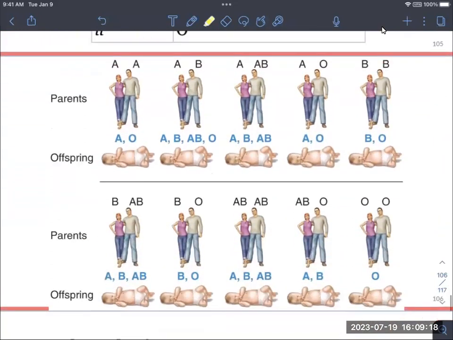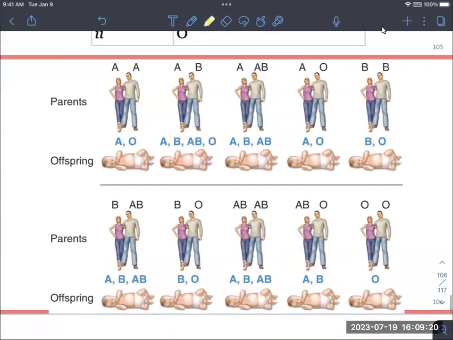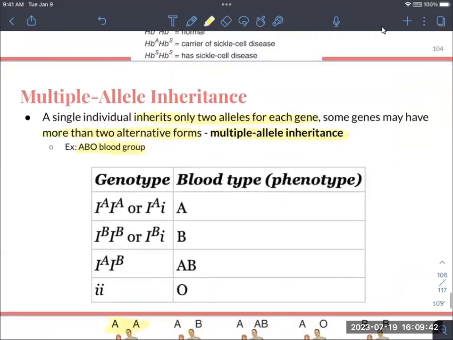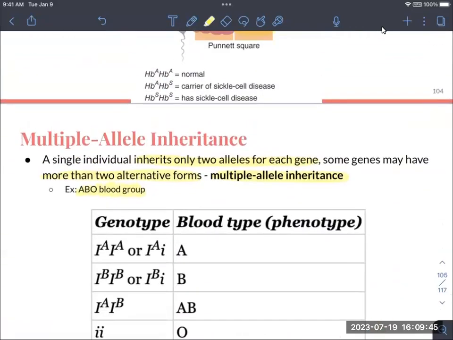So we can see all of the different outcomes. A could give A or O. A and B could give A, B, AB, or O. So it's kind of interesting. O and O can only give O. But it's interesting how some of these blood types can come out as O, and that's because of multiple allele inheritance.